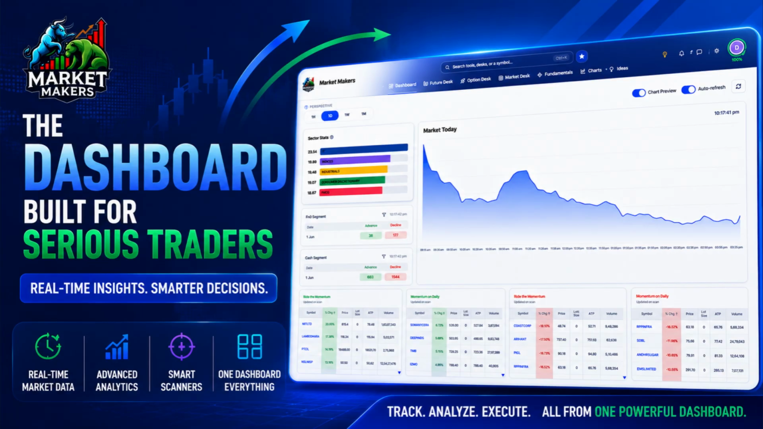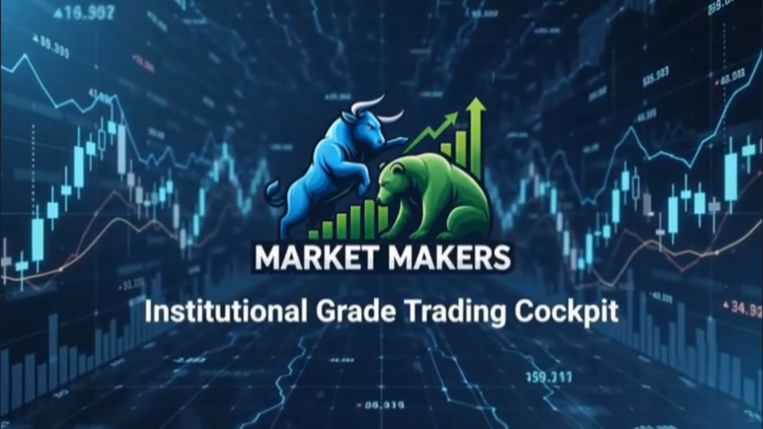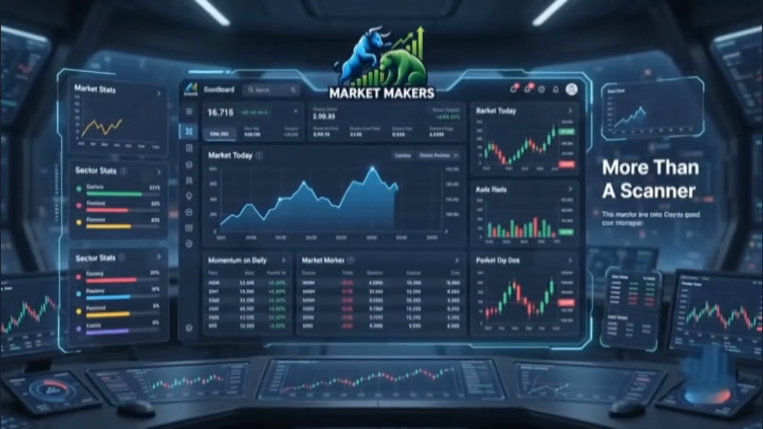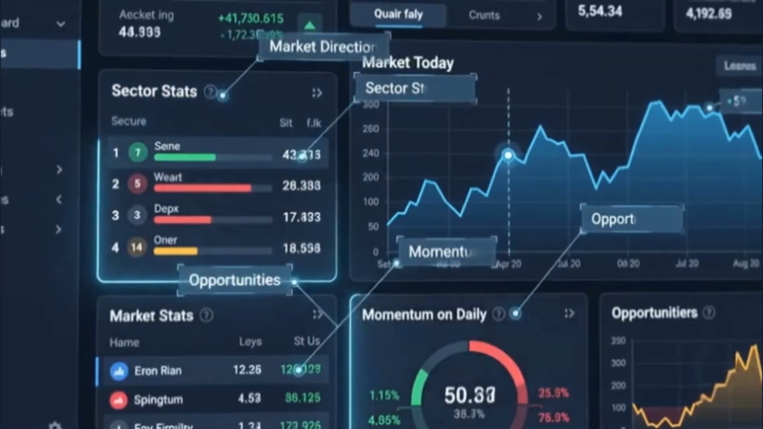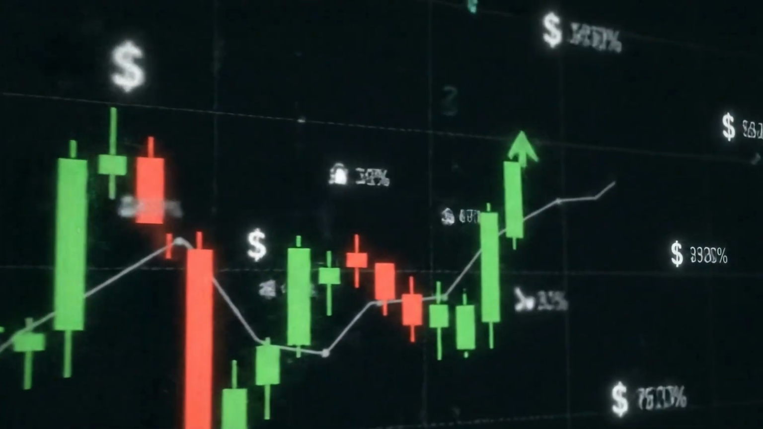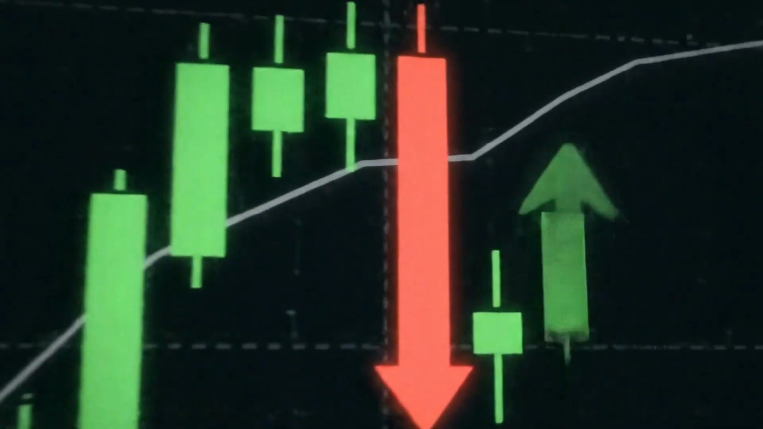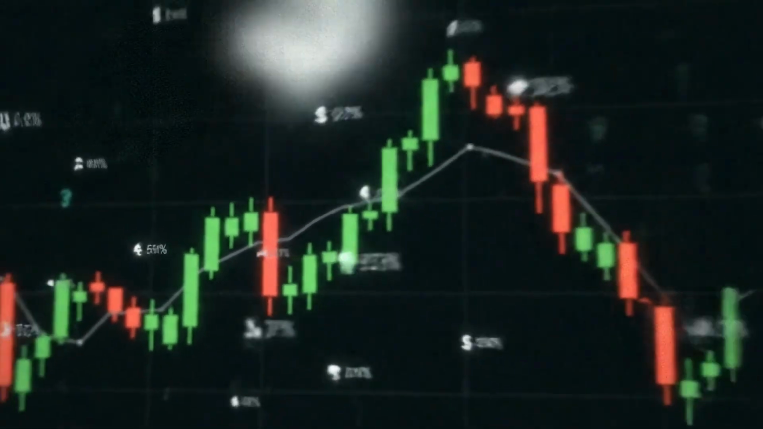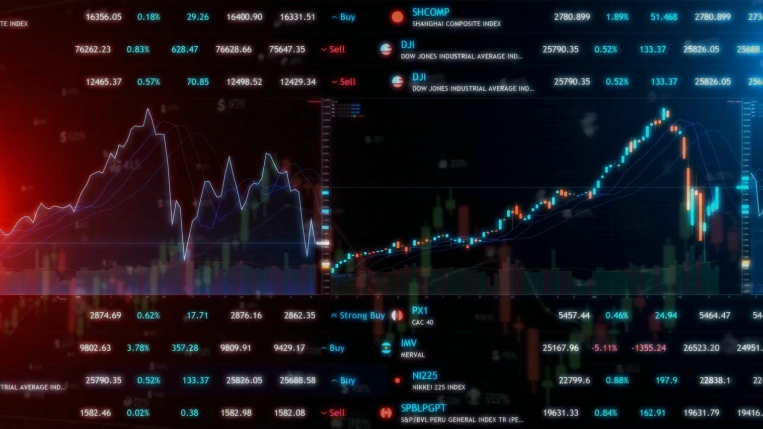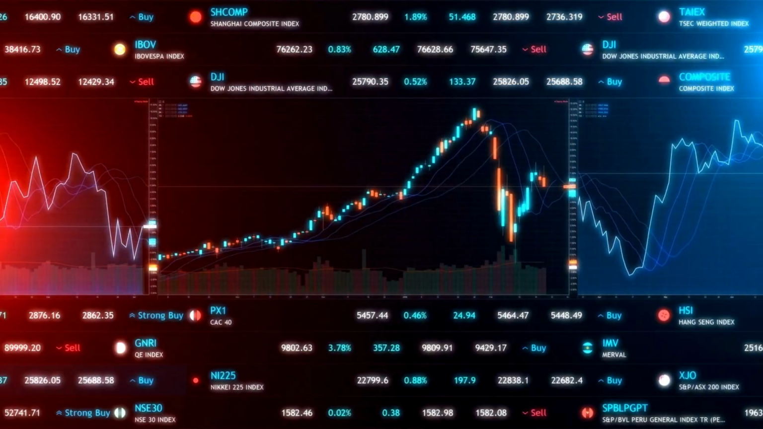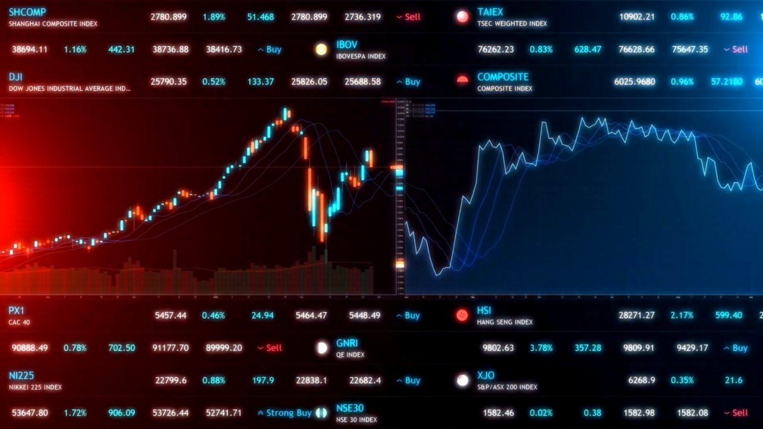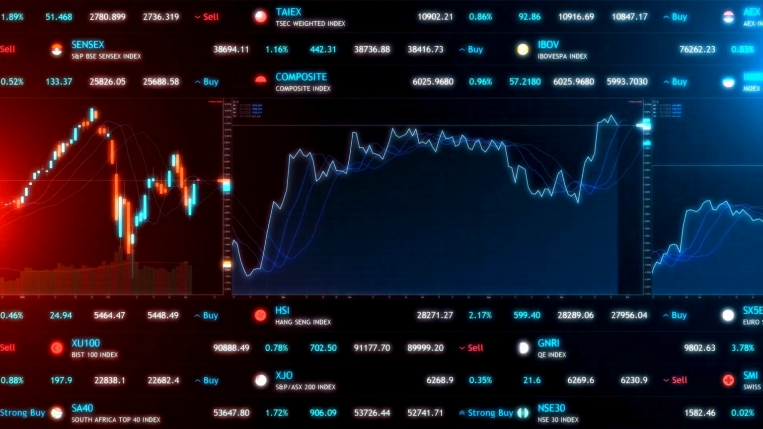In today's video, we are going to do a complete walkthrough of the Market Makers dashboard and understand how this institutional grade cockpit can completely change the way you look at the market. This is not just another scanner. This is a professional trading cockpit designed to help traders understand market direction, sector strength, momentum, setups, trend continuation, reversals, and opportunities all from one place.